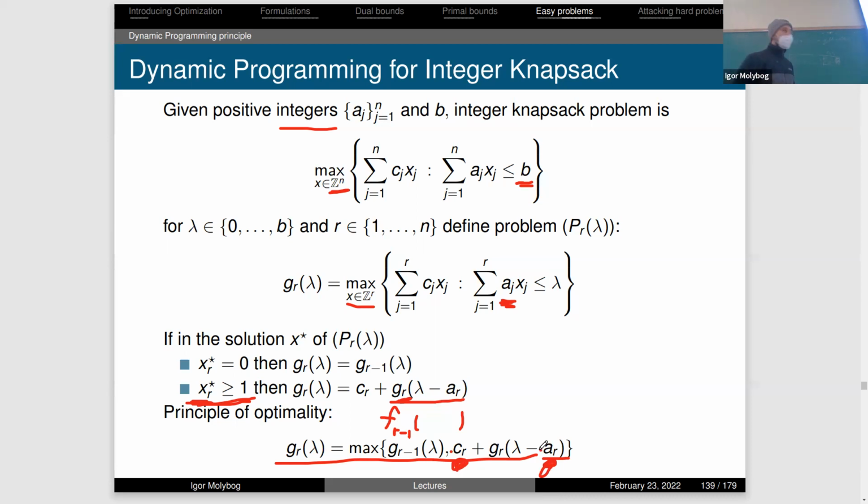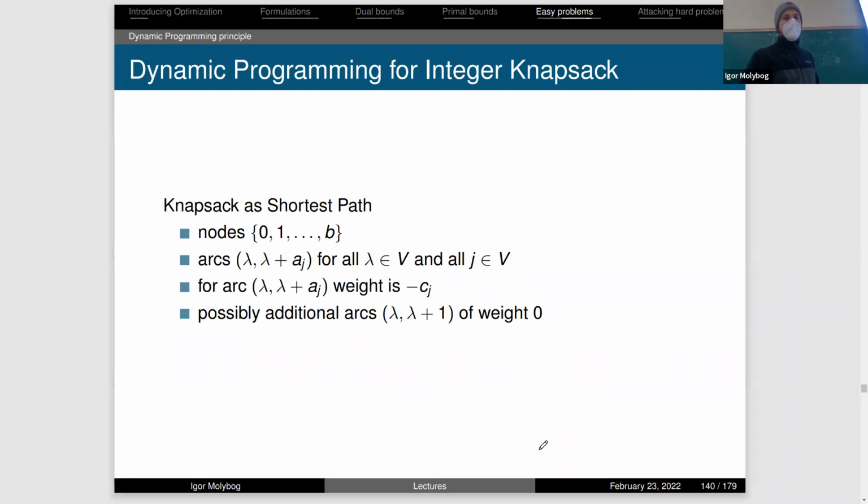That's a good question. Yeah. But there are some caveats. If you're trying to do it this way, there's something more that you need to assume and prove. So the principle of optimality is becoming a little bit more complicated.